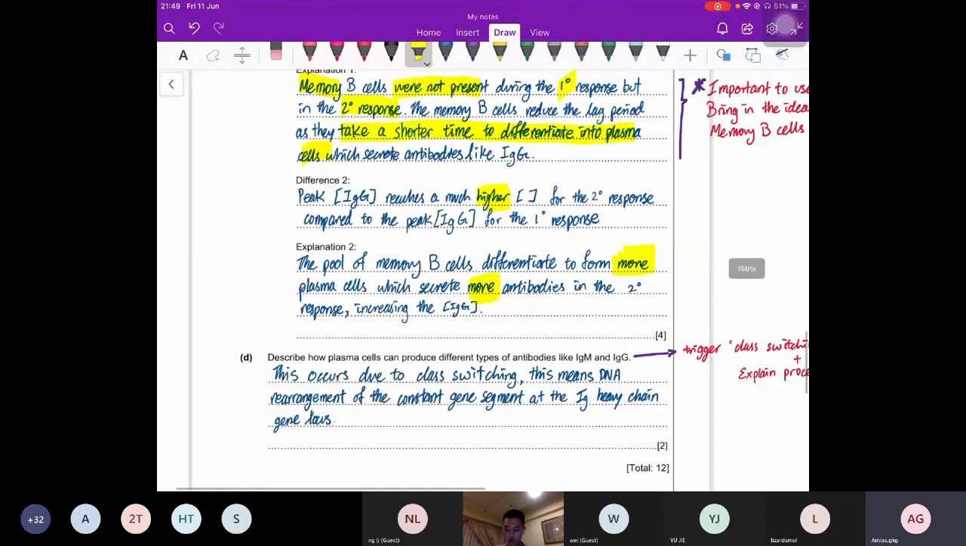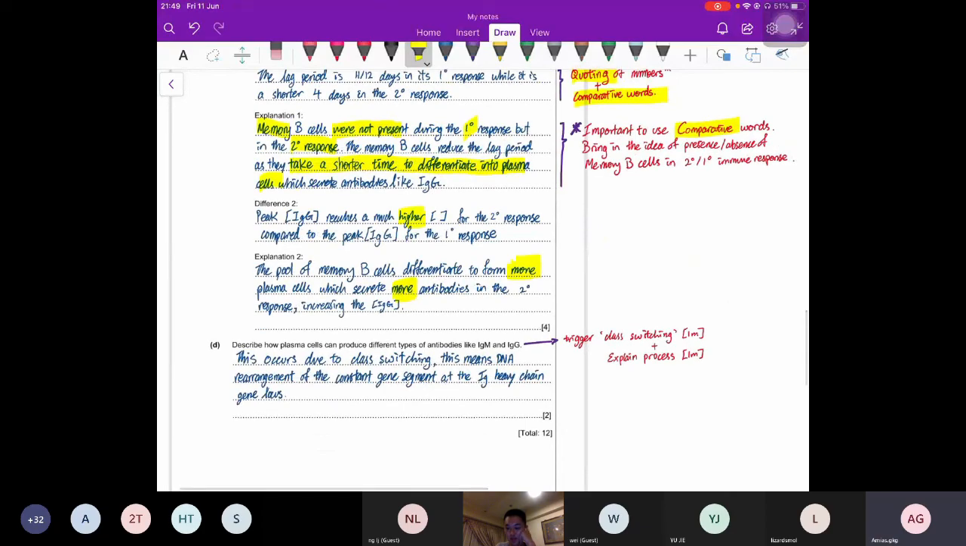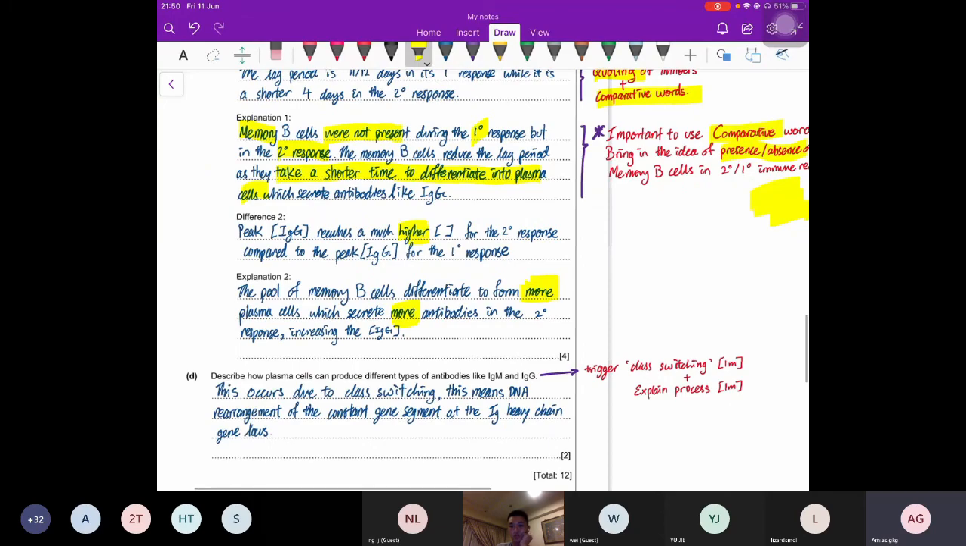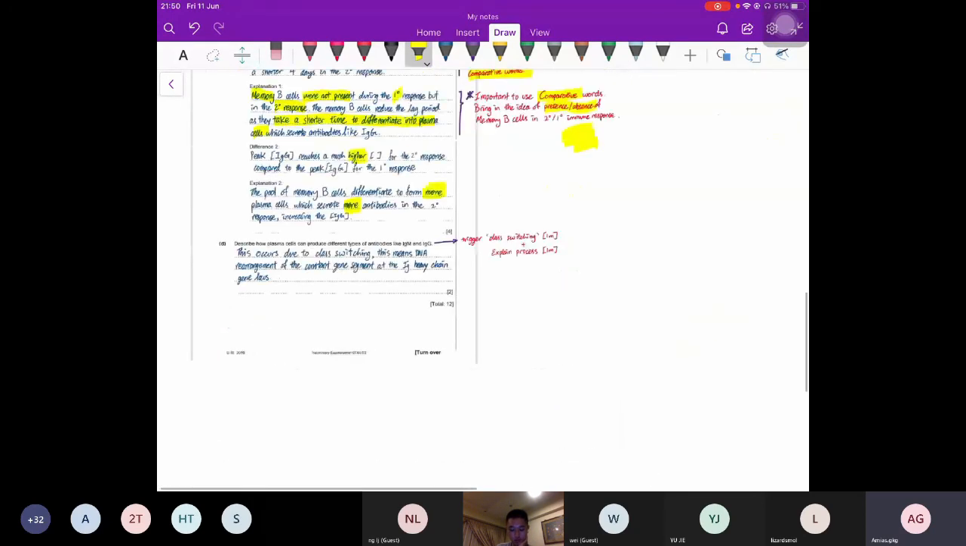Okay, so I hope you got that. Again, just comparative words. These are the exam remarks, by the way, the ones on the right. So you talk about the presence and absence of your memory B cells in your secondary and primary responses, respectively.